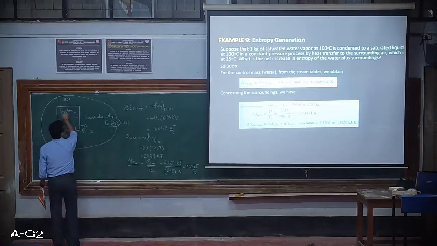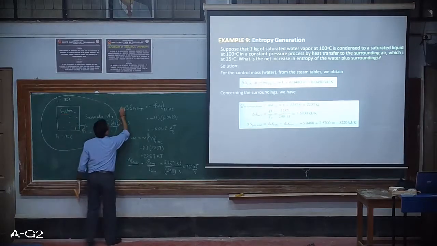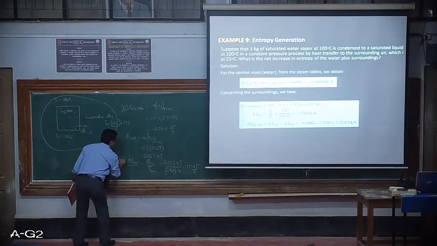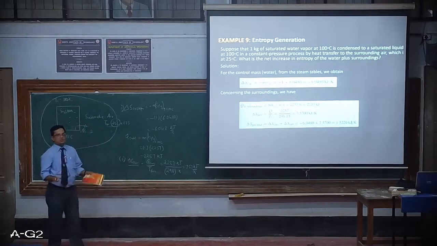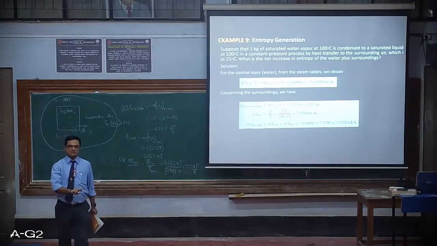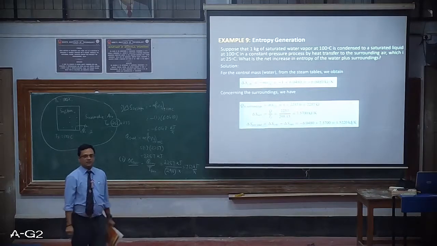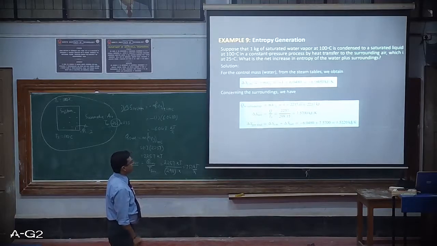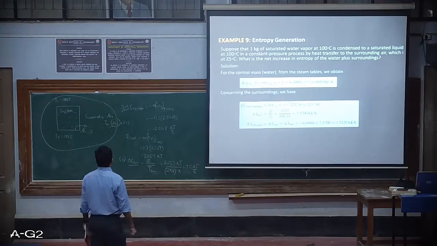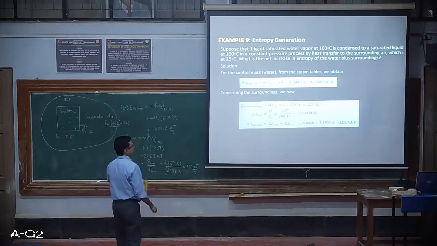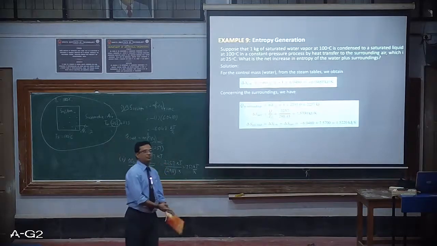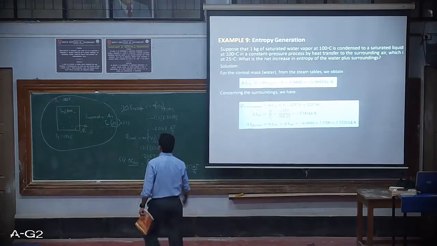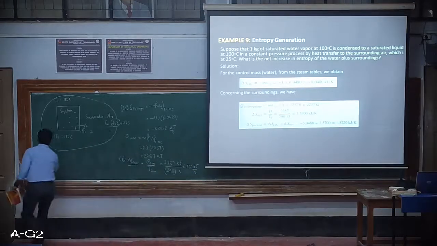So one we have already calculated for the system, and the second one we have calculated for the surroundings. There are only two subsystems here. One is the system under consideration, that is water vapor at 100 degrees Celsius, which is then condensed to saturated liquid. The other is air, the surrounding air. These two form an isolated system boundary. So for this we need to calculate the value of S gen.